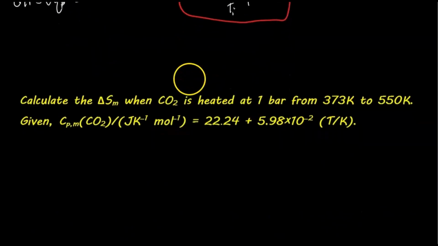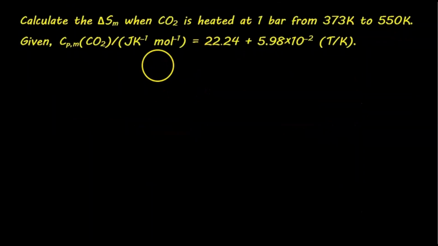Okay, well, let's use it. So we've got an example here, and we'll calculate the change in entropy of the system. This is of the system because there's no subscript indicating whether it's the surroundings or total. And the m indicates that it's the molar entropy, so joules per Kelvin per mole. When CO2, so we have a gas, is heated at 1 bar from our initial temperature, Ti, to our final temperature, Tf, from 373 Kelvin to 550 Kelvin, we're given a Cp. And now this Cp, it's not just a number, it's an equation. But that's okay, we'll just carry on like normal.